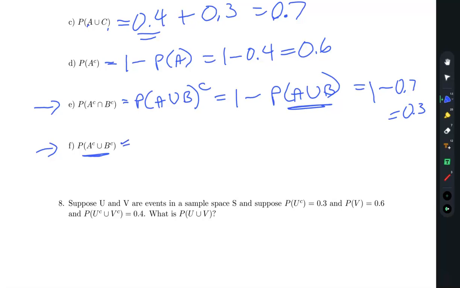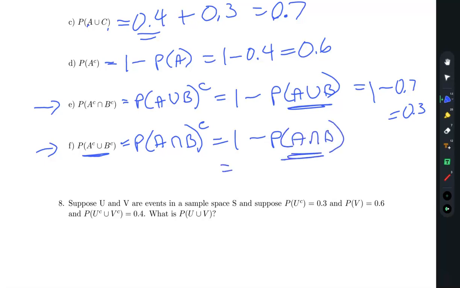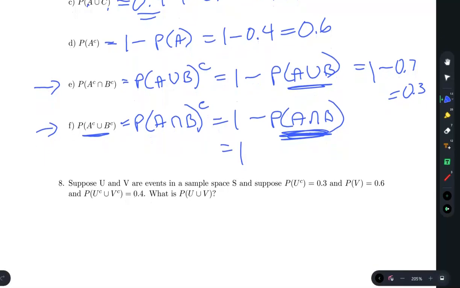This, again, I used De Morgan, so I get probability of A and B complement. So that's the same thing as saying 1 minus probability of A and B. Wait a second, is there anything in common between A and B? Absolutely nothing. So the answer is just 1.